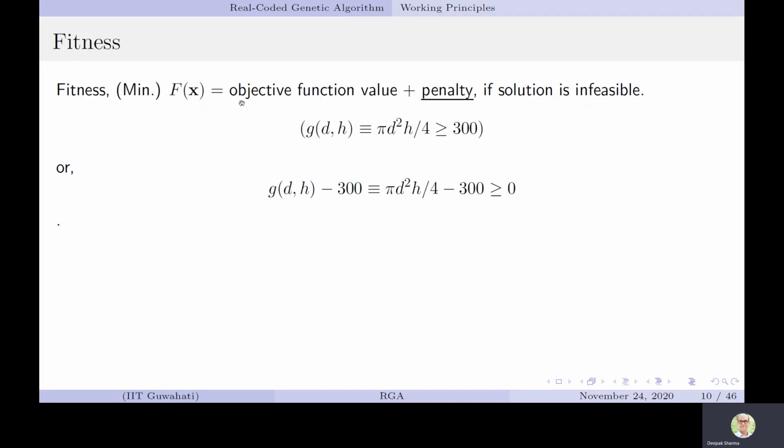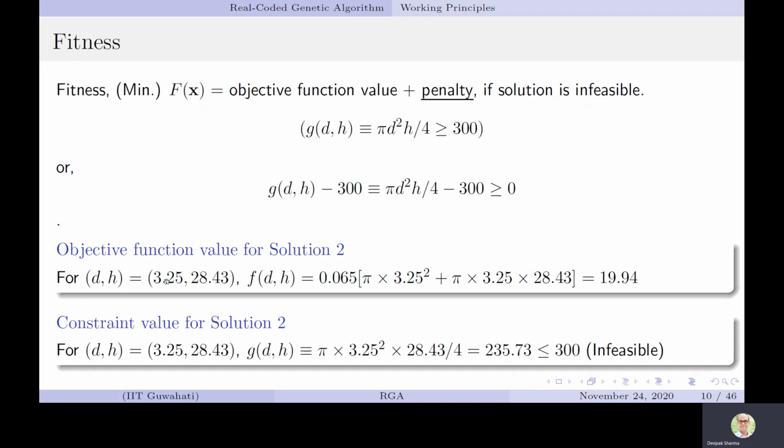As we discussed earlier, the fitness is the objective function value plus a penalty if the solution is infeasible. So let us convert this particular inequality into greater than or equal to 0: g(D,H) minus 300 should be greater than or equal to 0. This is our standard form of writing the constraint. Now let us take solution number 2. We calculate the objective function as 19.94. Now let us calculate the constraint, which is 235.73. It is smaller than 300, so we know the solution is infeasible.